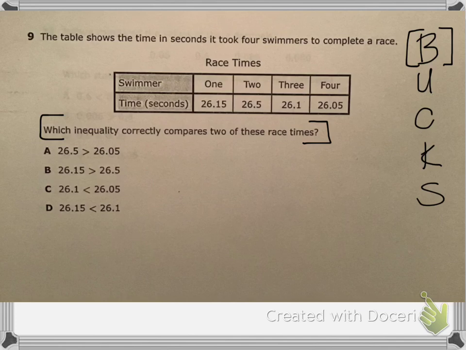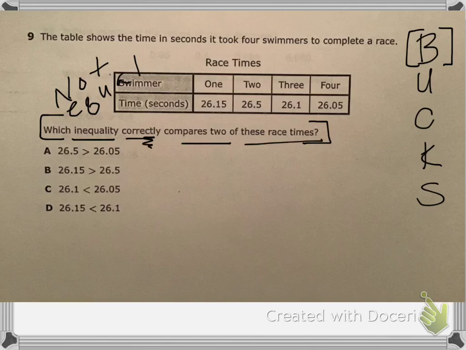Then we're going to underline and circle important information. So we want an inequality. That means not equal. So it's not equal. None of these are equal. None of the answer choices show that anything is equal. So it's just a not equal comparison. We want something that is correctly comparing 2 of these race times. So we want a true statement.